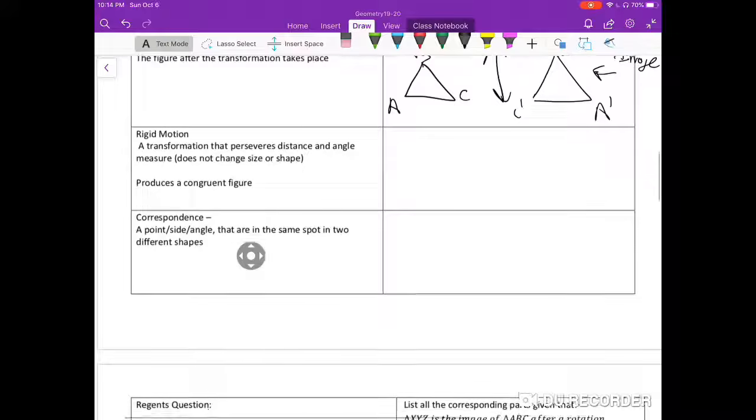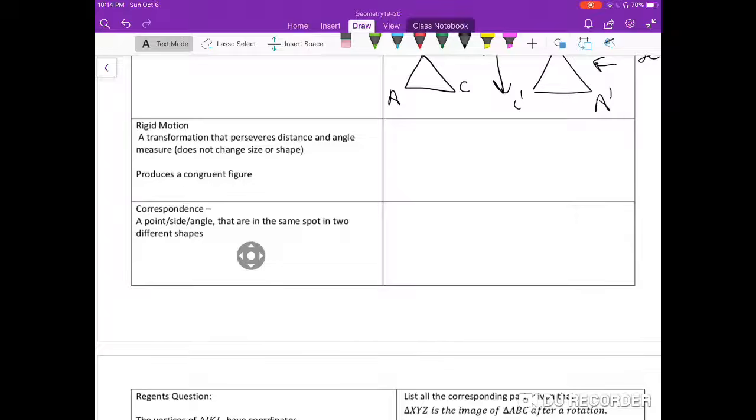All right, the last 2 vocabulary words are probably the most important, as I highlighted above. A rigid motion is a transformation that preserves distance and angle measure. Basically it means it does not change size or shape, or it produces a congruent figure. Those are super, super important things that we need to know. You have to memorize this.